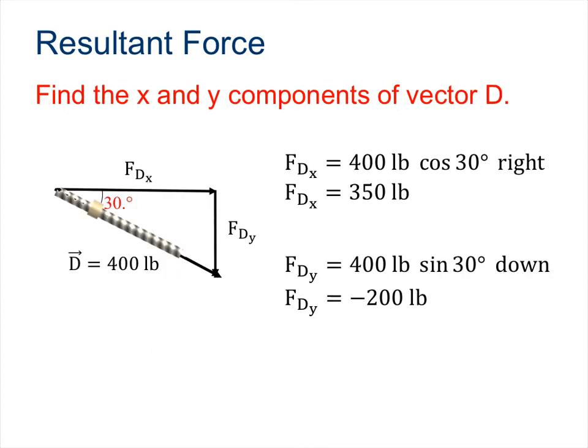To find the x and y components of vector D, I'm going to start by finding the force of D in the x direction by using 400 pounds of force and multiplying it by cosine of 30, which gives me approximately 350 pounds of force in the right direction. And to calculate the force of D in the y direction, I'll take my magnitude again of 400 pounds, times sine of 30 degrees, and I'll get negative 200 pounds of force since this force is going downward.